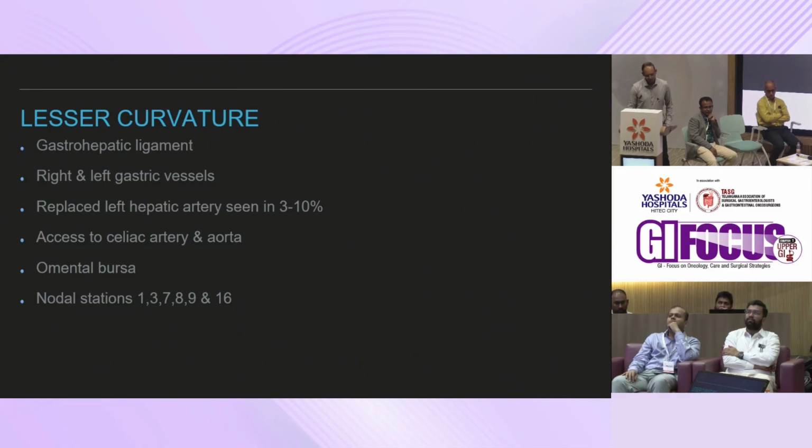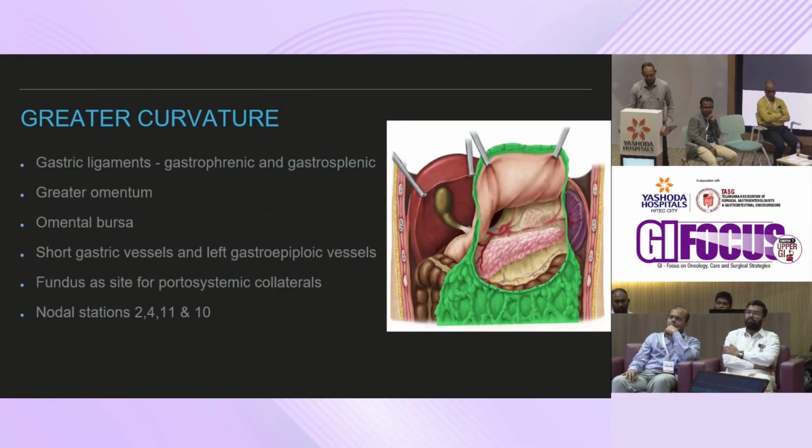And in cases where you have to go up to the aorta, this is the site we get access to it. And the other important aspect is the omental bursectomy that we do in advanced gastric cancers. The omental bursa reaches up to the gastrohepatic ligament. And this is where we'll find the nodal stations 1, 3, 7, 8, 9, and also the 16.